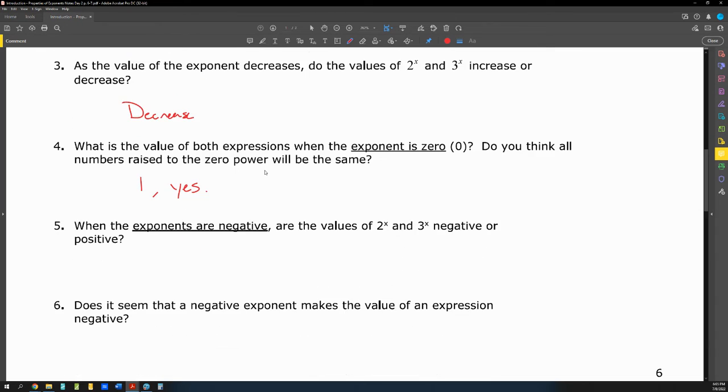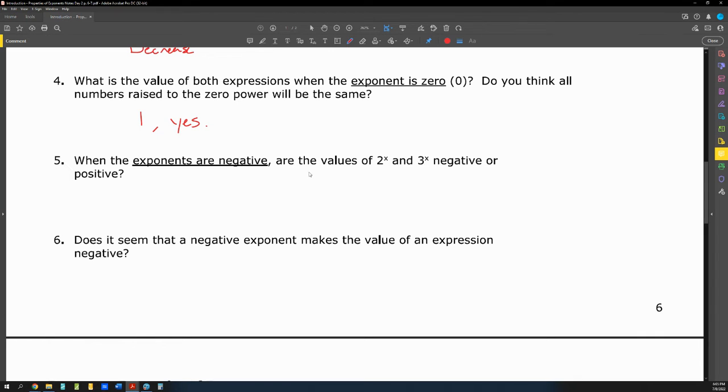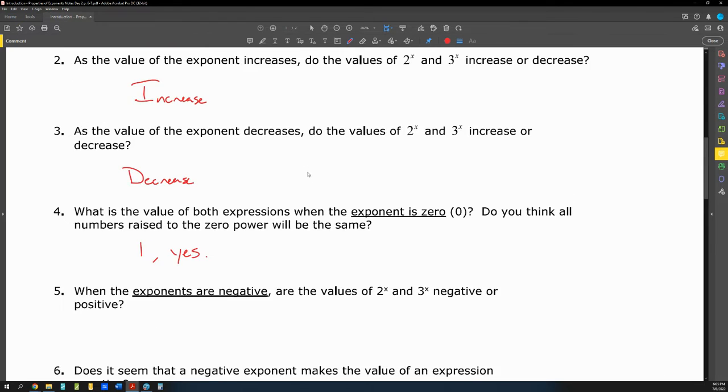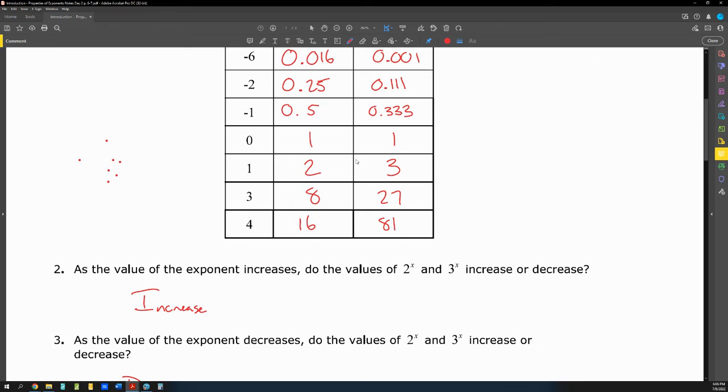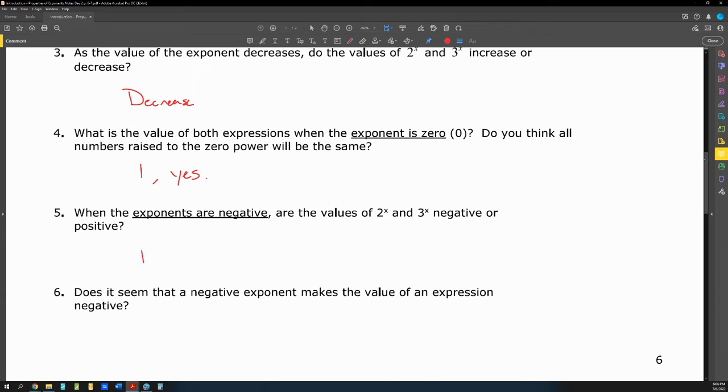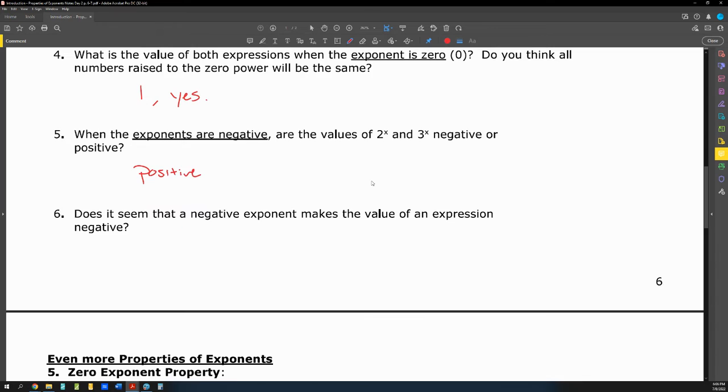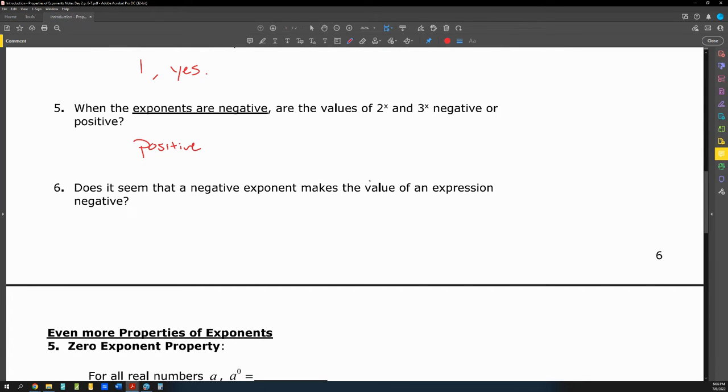When the exponents are negative, are the values of 2 to the x and 3 to the x negative or positive? Contrary to what many students might think, the negative exponent does not make the value negative. It's positive. So because a negative exponent leads to a positive value, does it seem that a negative exponent makes the value of an expression negative? No, it does not appear that a negative exponent makes the value of an expression negative.